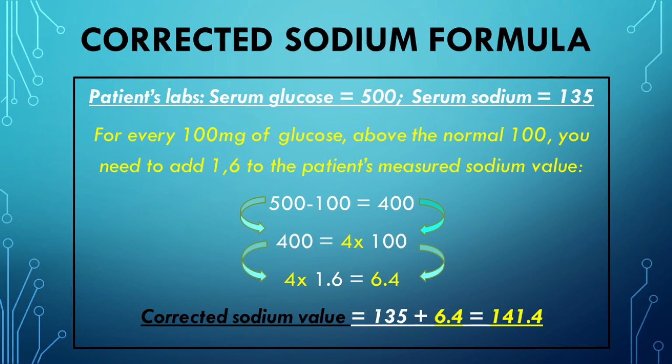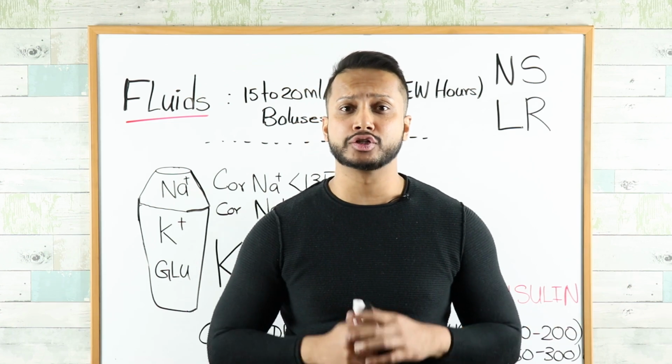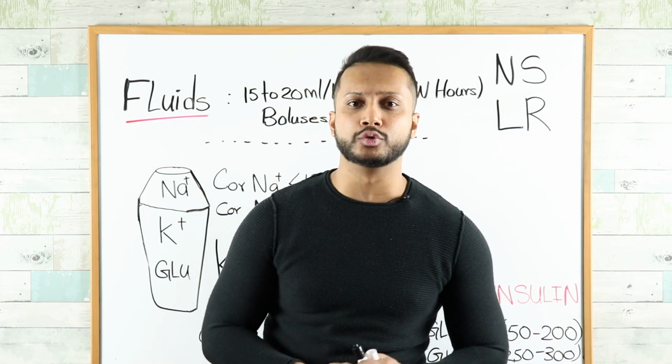So for every 100 I must add 1.6 to my serum sodium. So 1.6 times 4 is going to give me 6.4. So if my measured serum sodium level was 135, when I add this 6.4 to it, the corrected serum sodium must be 141.4.